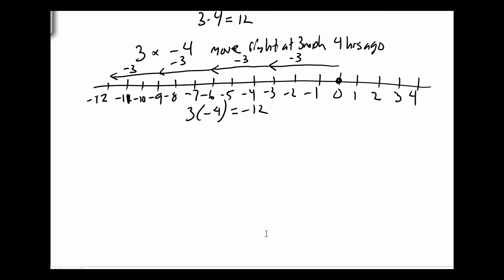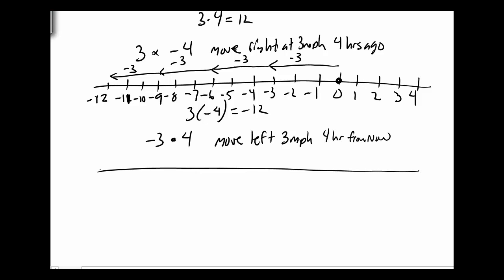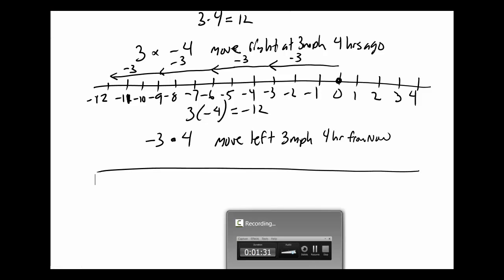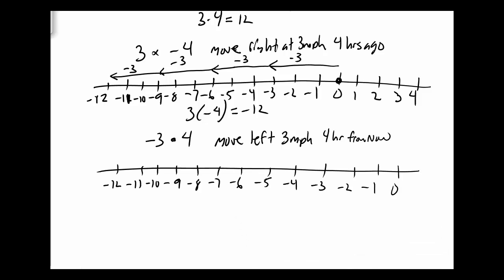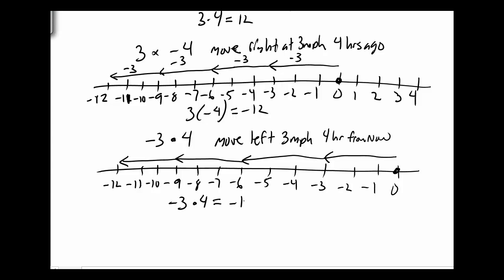Okay, let's keep going here. Let's do another one. So negative 3 times positive 4 translates to move left at 3 miles per hour, and we want 4 hours from now. Okay, let me set up my number line here. I'm just going to pause it so you can kind of see the fruits of my labors instead of watching me actually make a number line. Okay, so if I start at 0, and now I'm going to the left 3 miles per hour, in that first hour I got to negative 3, and the second hour I got to negative 6, third hour I got to negative 9, and then the fourth hour I got all the way to negative 12. So negative 3 times 4 is negative 12.